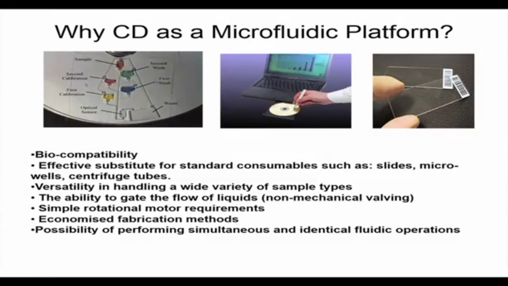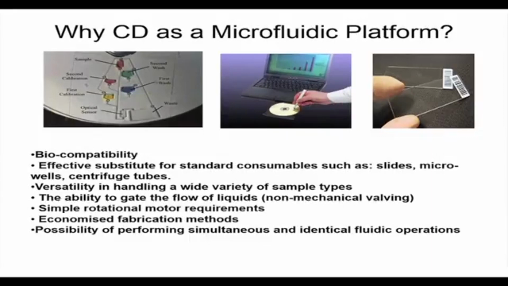Now the question is, why do you use CD as a microfluidic platform? First, it is biocompatible. Biocompatible means you can use it for biological purposes. It is an effective substitute for standard consumables which you use in a biological laboratory, like slides, microwells, centrifuge tubes. These are very common consumables that you will find in biotechnological or biomedical applications, or even in pathological diagnostics applications. It has versatility in handling a wide variety of sample types.